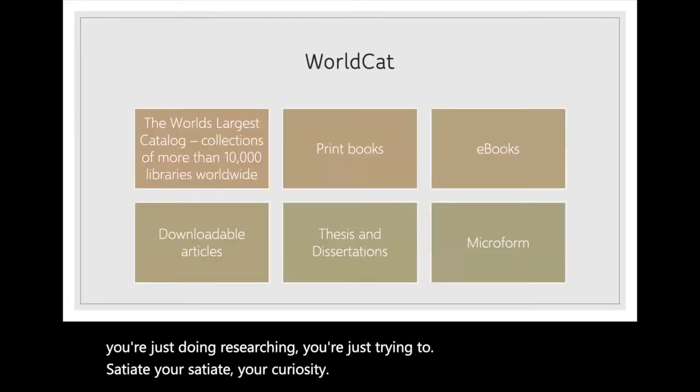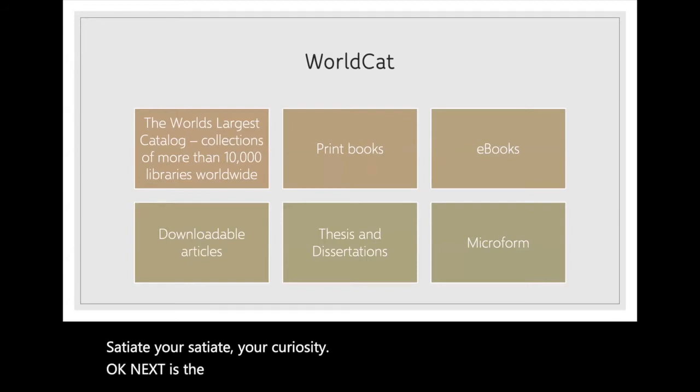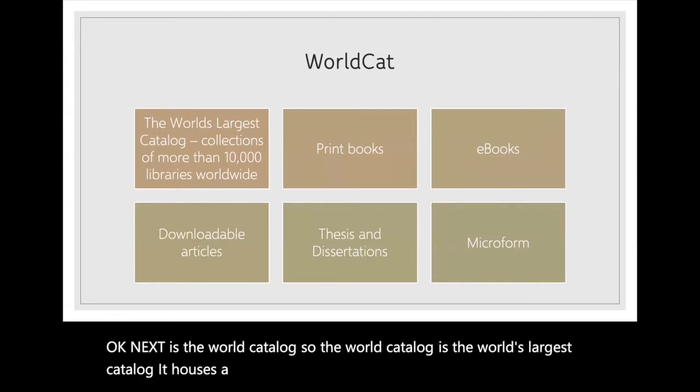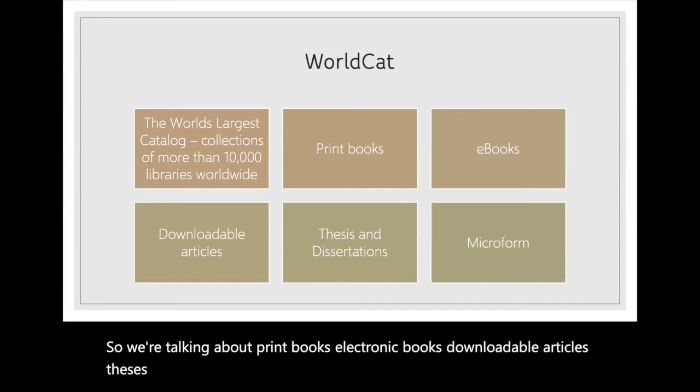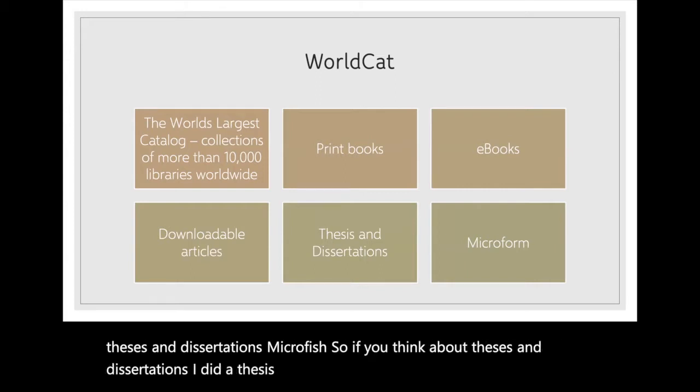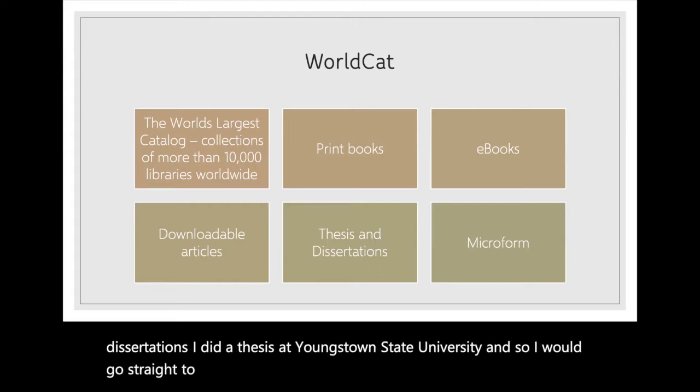Okay, next is WorldCat. WorldCat is the world's largest catalog. It houses a collection from more than 10,000 libraries internationally. So we're talking about print books, electronic books, downloadable articles, theses and dissertations, microfiche. If you think about theses and dissertations, I did a thesis at Youngstown State University, and so I would go straight to Youngstown State University to see my thesis.